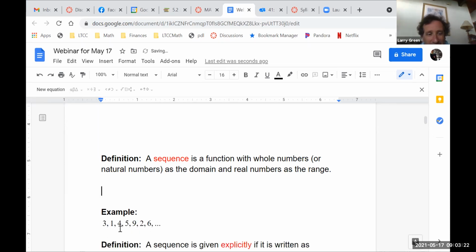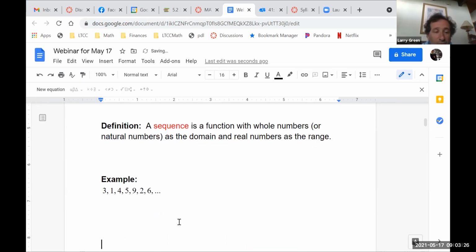Yeah, so here's the sequence. It's one of my favorite sequences. 3, 1, 4, 5, 9, 2, 6. I'm hoping you all recognize this sequence. All right, this is a sequence of digits of pi.